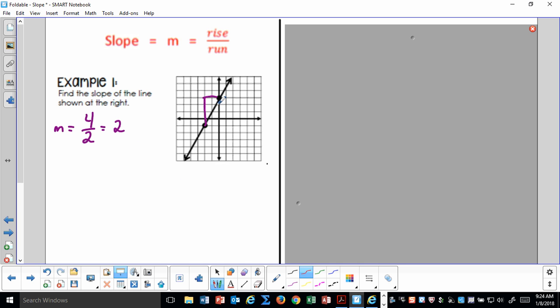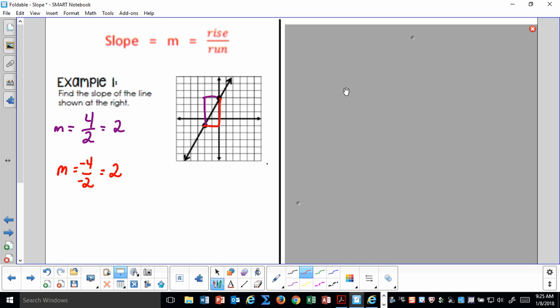We could have also started with this point and gone to that point. So we start at this point and we fall 1, 2, 3, 4. So our slope is -4 over, and then we run to the left 2, 1, 2, -2. And -4 divided by -2 simplifies to 2. So as you see, it doesn't matter which point we start with, the slope of the line is still 2. So this is calculating the slope using a graph, using rise over run.